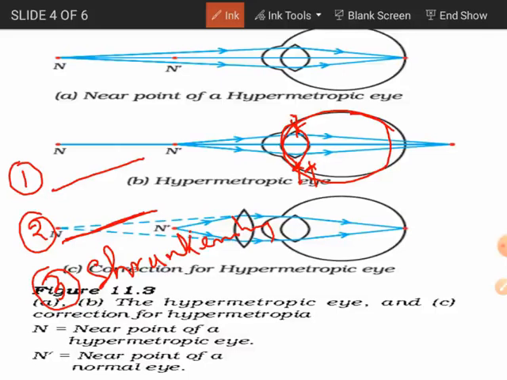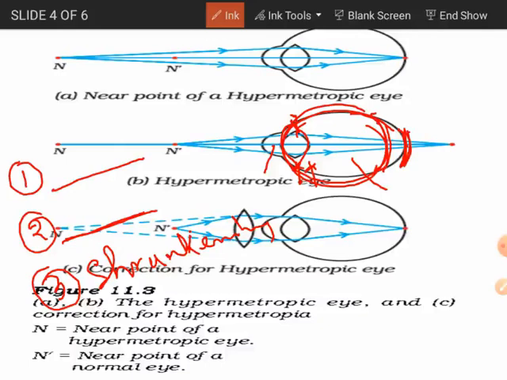Okay, this liquid maintains the spherical structure of the eye. Got it? So if your vitreous humor or aqueous humor is less in amount, naturally what happens? Your eyeball will be shrunken, and naturally your retina, which was there for the normal eye, may be somewhere here. Whatever image is formed there will now form behind the retina. Got it?